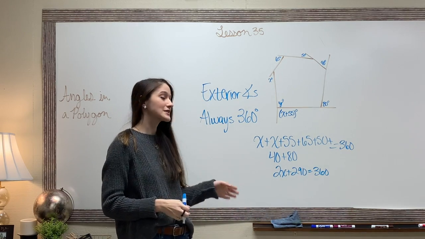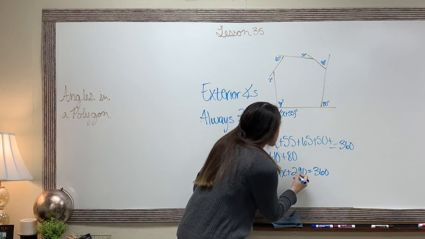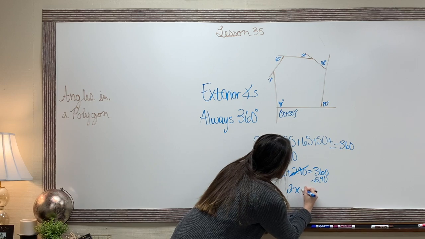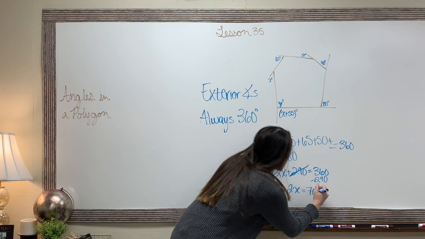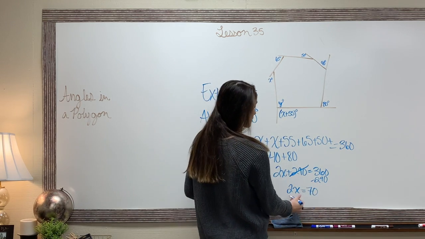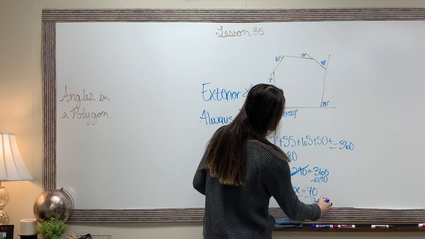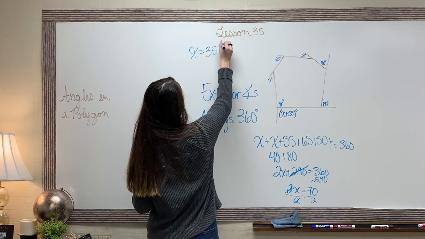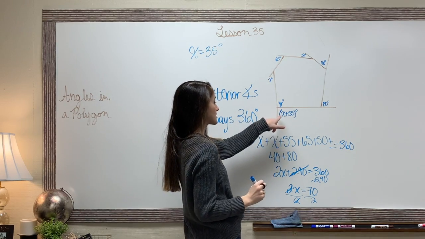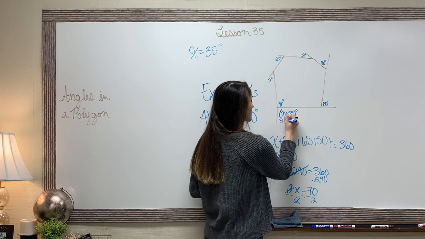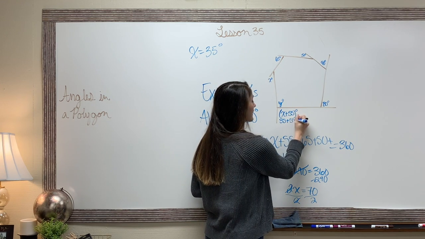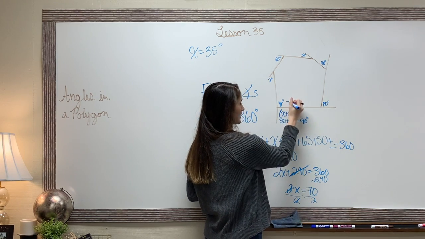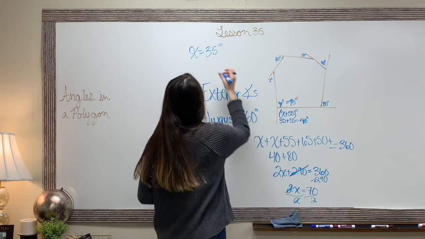So we have 2x plus 290 equals 360. We're going to subtract the 290, which gives us 2x equals 70. So x is going to equal 35 after we divide by 2. So x equals 35 degrees. And now they want to know y. So I need to plug 35 in here. And 35 plus 55 is going to equal 90. And since this is a straight line, I know that y will equal 90 as well.